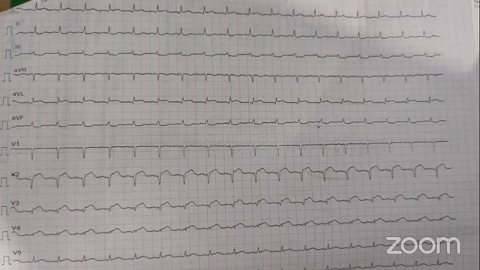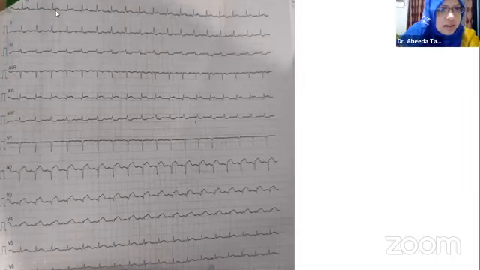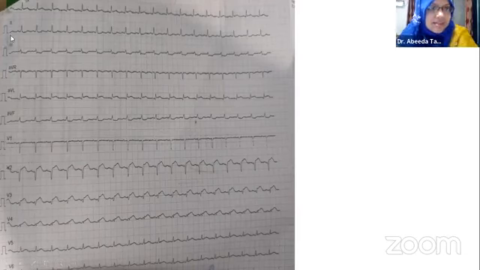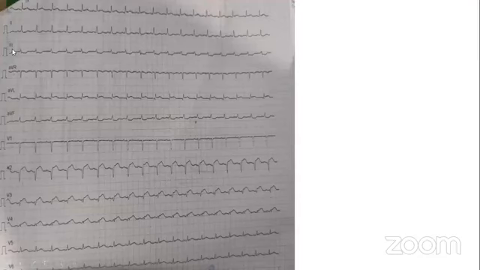Like in this ECG, what's wrong with the ECG at the very first inspection? Can you tell us? Sir, here in lead 1, there is ST elevation, sir. No. Look at the standardization. Oh, sir. Yes, standardization is 5, I think. Yeah, millimeter, yes, sir. That's why we should always train ourselves.